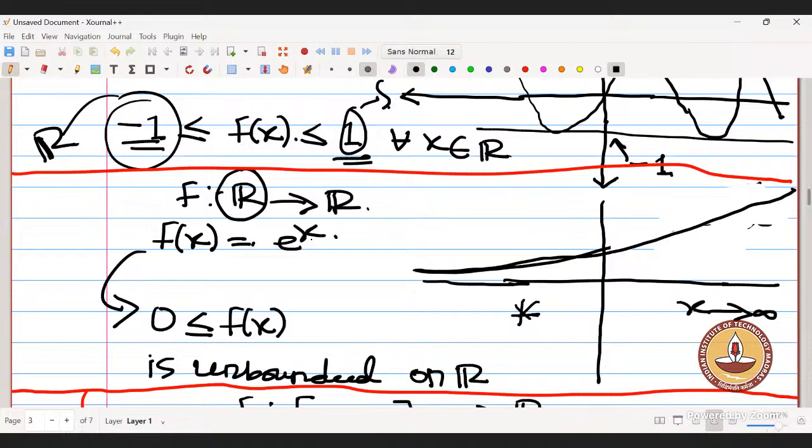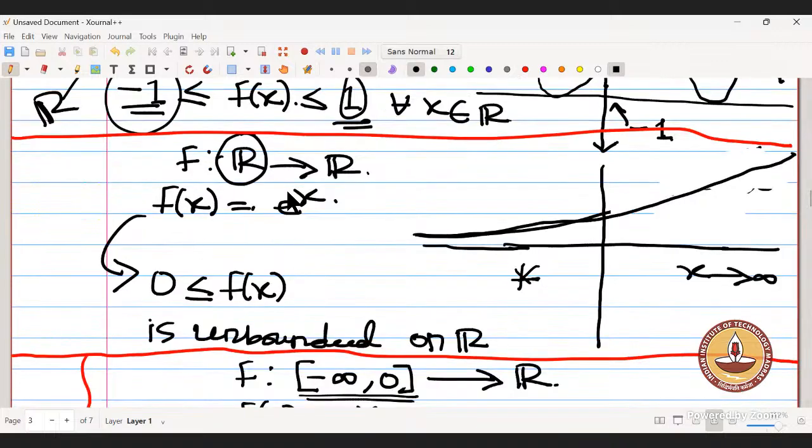Now if you consider the range of the function f of x, the range is going to infinity. You know that this f of x is greater than zero, right? Yes, sir. But here you don't have any upper range, right? Yes.